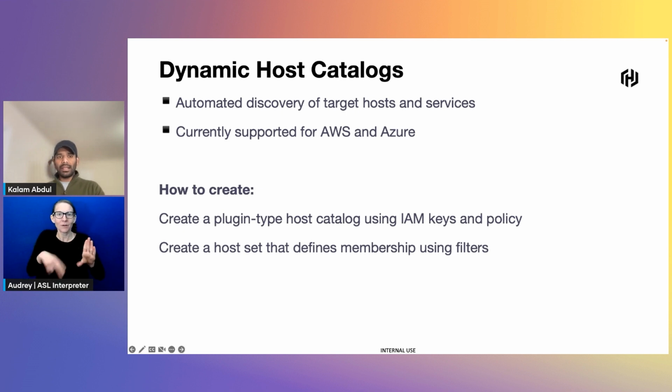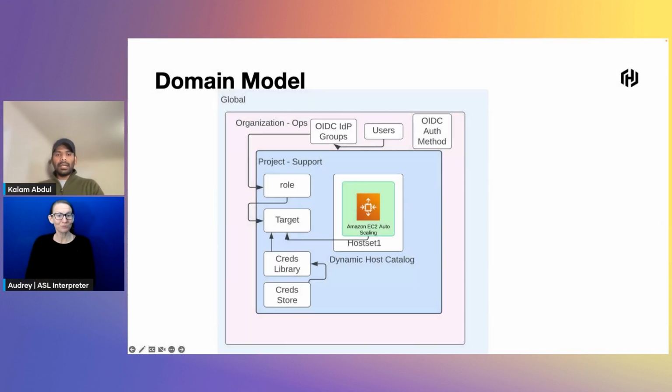And to create this dynamic host catalog, you need IAM keys in AWS and the right permissions to read the EC2 instances and the tags. And once you have that role created on the AWS side, you can use that to create the host catalog and create the host sets using the filters, right? So that will get you the host catalog and the host sets, right?